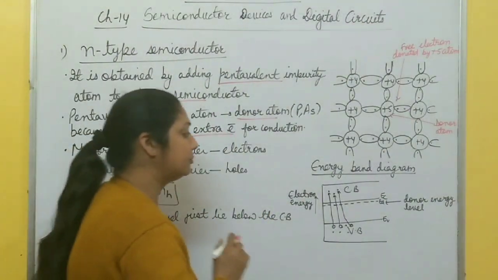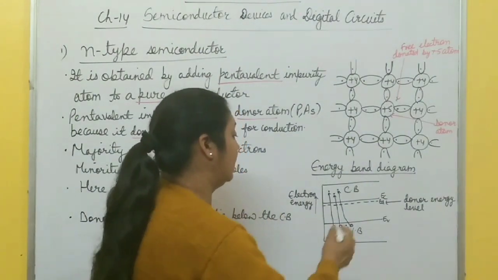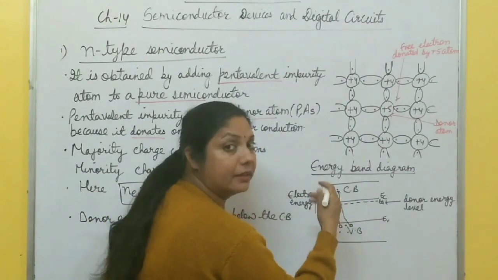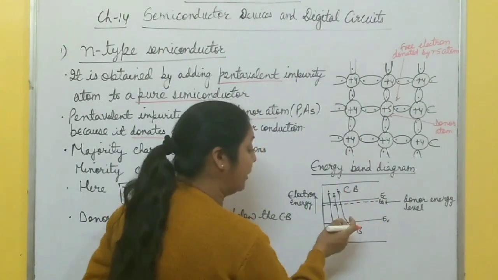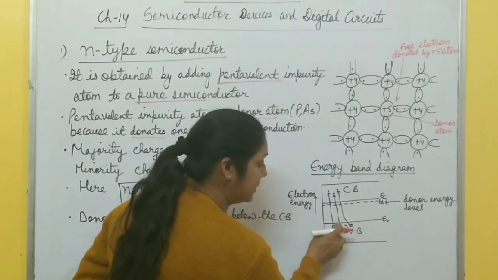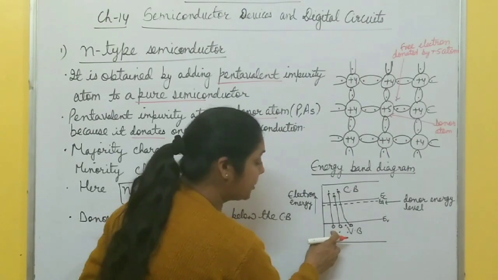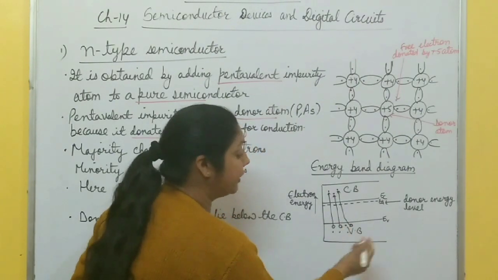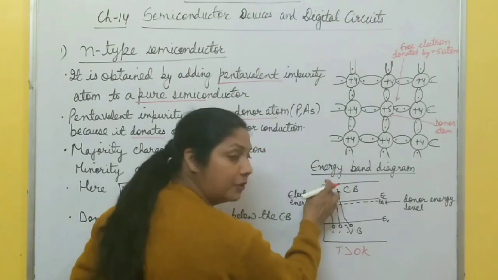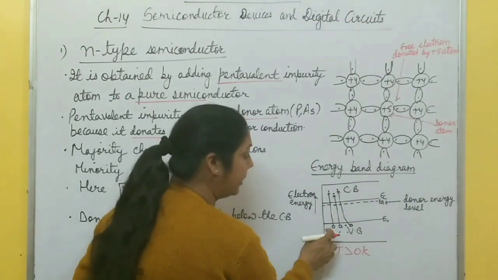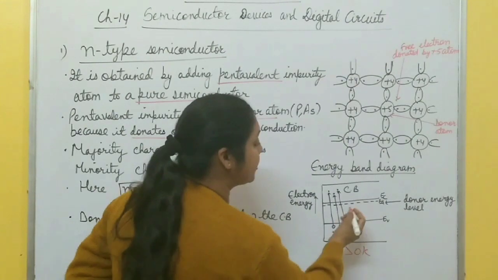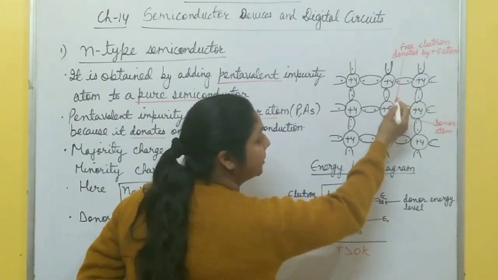So here what happens? At room temperature, extra free electrons are present below the conduction band. They are ready for conduction, and also some thermally generated electrons move from the valence band. These valence electrons are free at room temperature, at temperature greater than 0 Kelvin. So some electrons move from the valence band to the conduction band, and here a hole is created, right? So these thermally generated electrons are also present, and extra free electrons are also present due to the impurity atom.